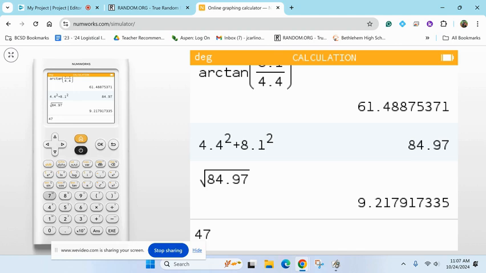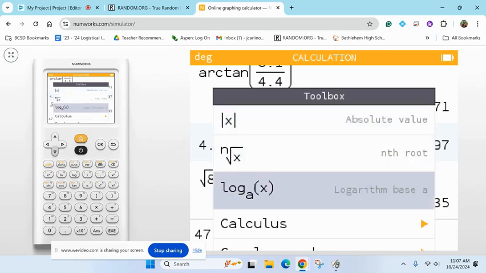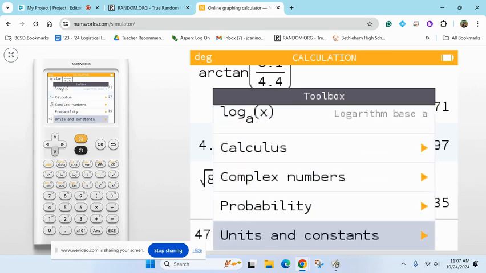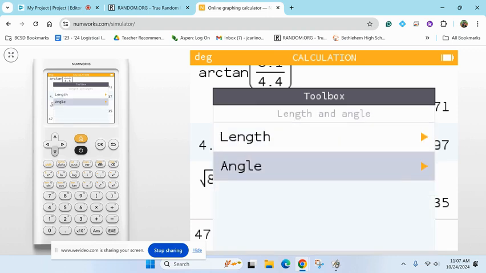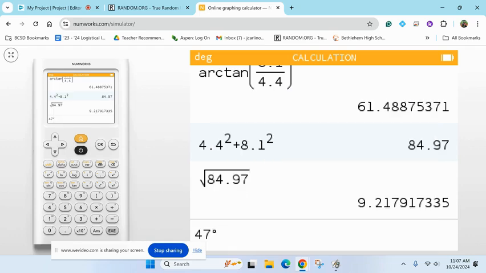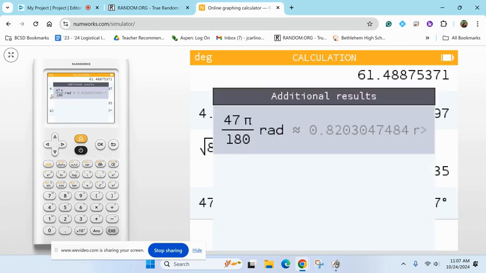But your calculator just thinks that's the number 47. Remember how to put the degree symbol with it? Where do I go? Pretend it's the first day of my class. Toolbox. Go down. Yep, because it might not be on there tomorrow. Units and constants. Where do I go? Length and angle. Angle, and then there it is. So I tell the calculator it's 47 degrees, and it's going to give me back 47 degrees because it's in degree mode. So where do I need to go for the radians? Highlight it, the dots, and there it is.